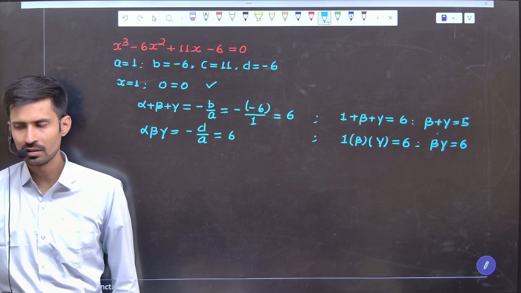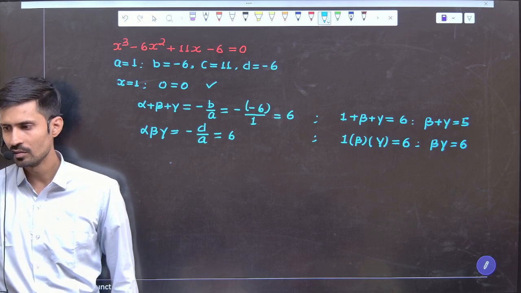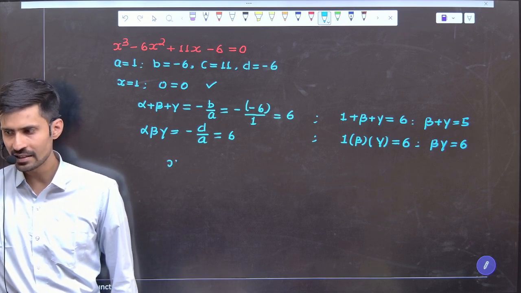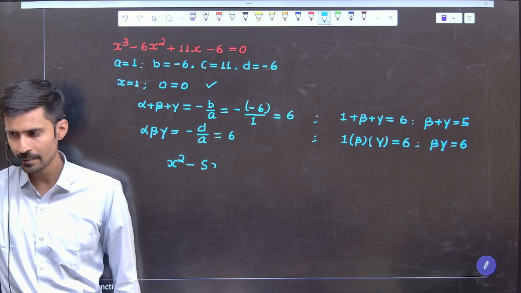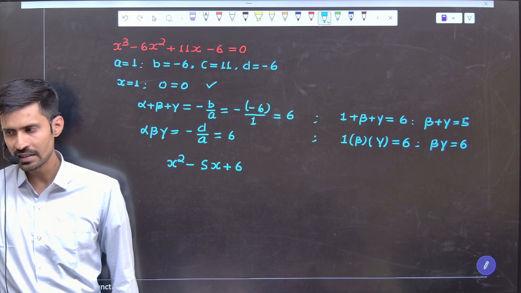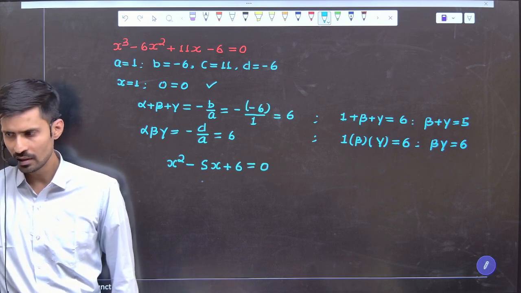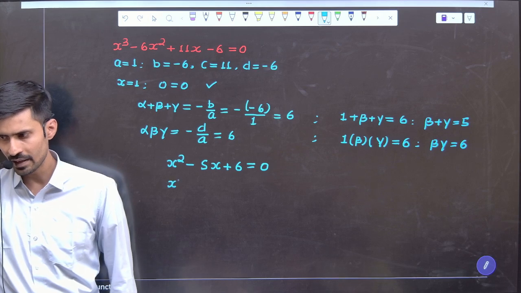Okay. Now I will write x squared. That quadratic equation I will remember. X squared minus sum into x plus 6 is equals to 0. That will become x square.